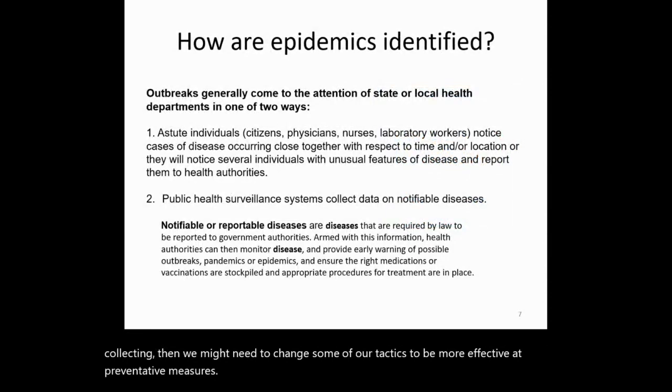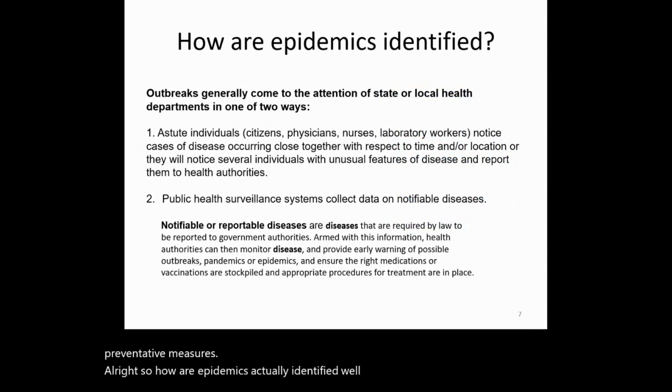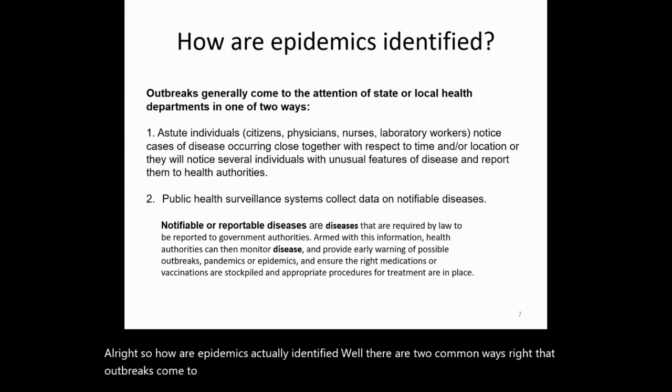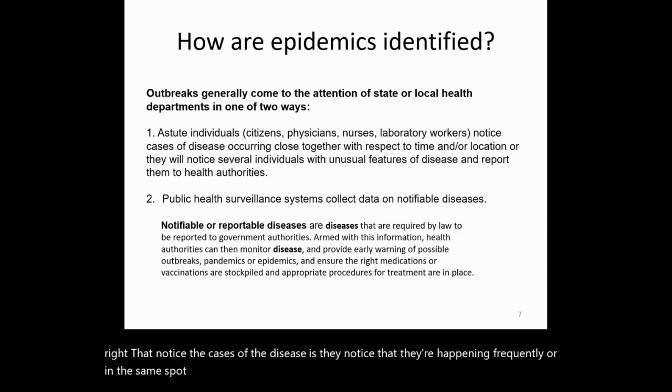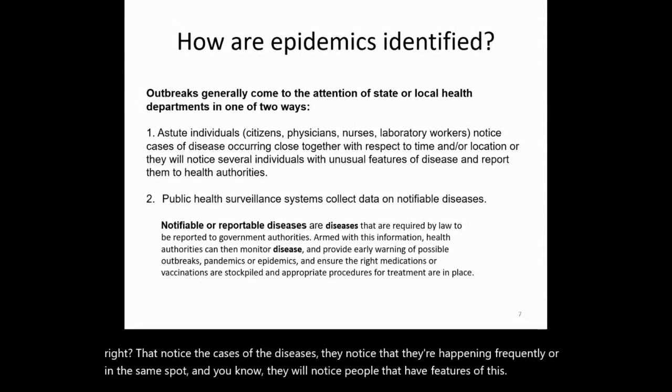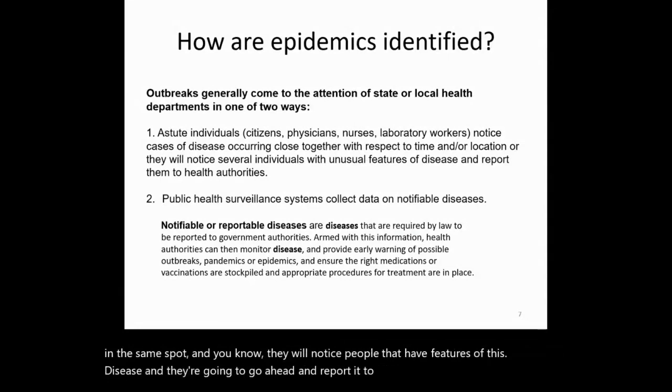All right, so how are epidemics actually identified? Well, there are two common ways, right, that outbreaks come to the attention of those that need to know. One is through astute individuals, right, that notice the cases of the diseases. They notice that they're happening frequently or in the same spot, and they'll notice people that have features of this disease, and they're going to go ahead and report it to health authorities.